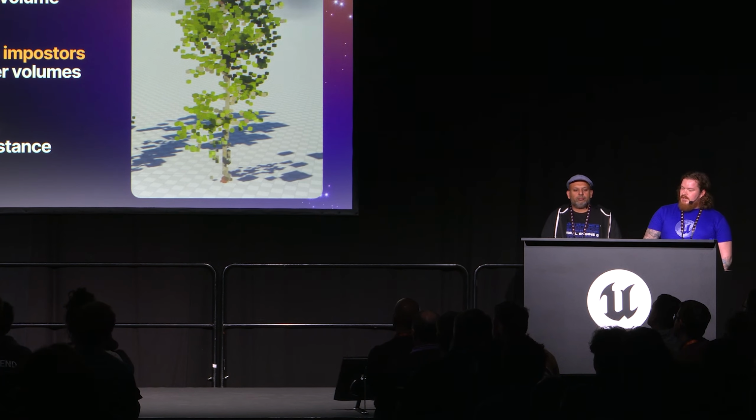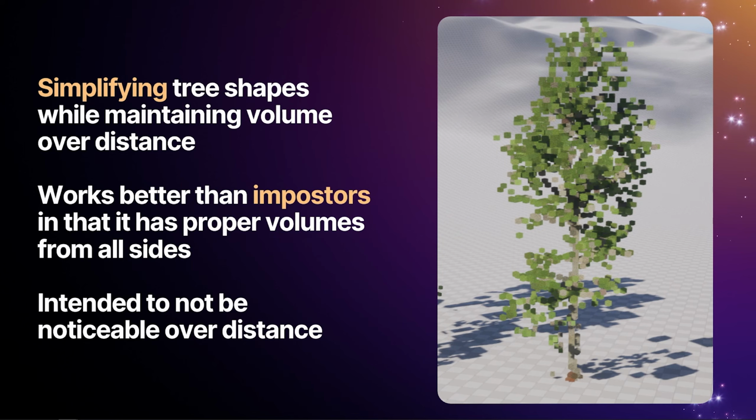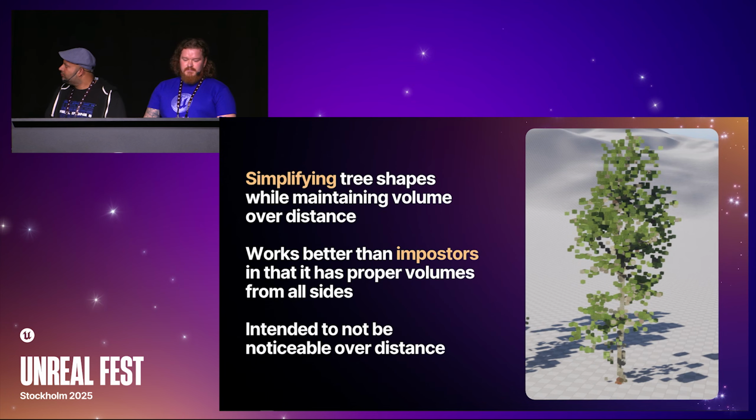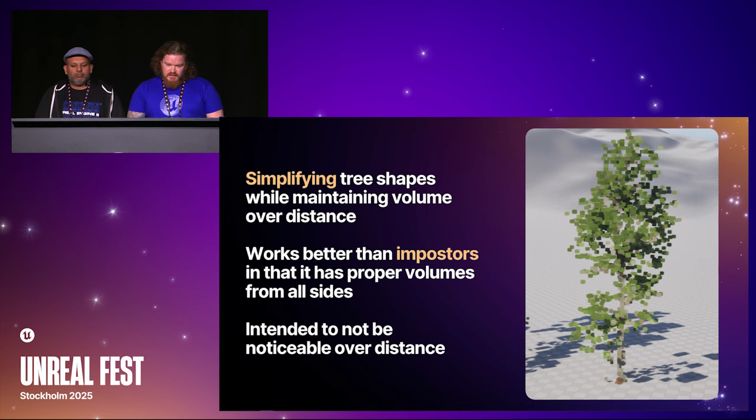So what do they do? What do they look like? They are simplifying your tree shapes in the Nanite builder step. And as I get further away from the trees, they will switch over to voxels. They inherit your tree's material properties, so colors and anything you have in your shader gets transferred onto them. And they're actually a great option to imposters because they retain volume from all sides. So for example, if you were to run around a tree further away from it, you would always see the appropriate volume from a distance. And like mentioned, they're not that noticeable when transitioning from triangles to voxels, which is great.